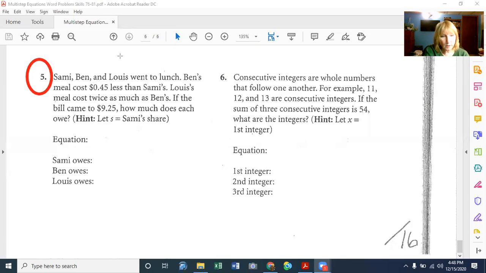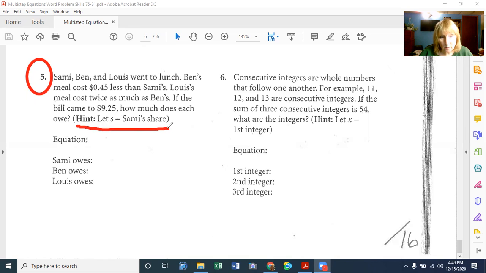Okay, so when you do these problems, they're not going to tell you ahead of time. They're not going to give you this little hint here. You've got to find the person that everything is based off of. In our question, everything is based off of Sammy. So it says Sammy, Ben, and Louis went to lunch. Ben's meal cost 45 cents less than Sammy's. Louis's meal cost twice as much as Ben's.